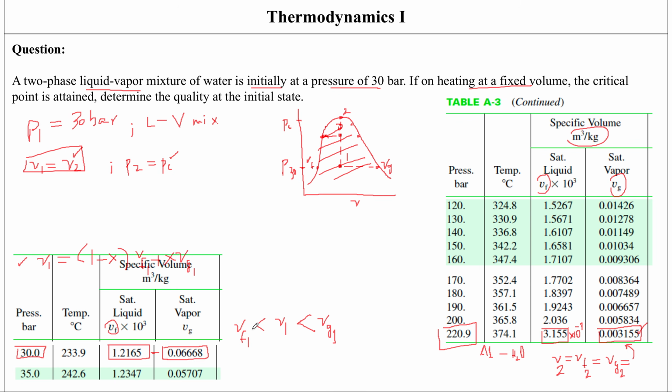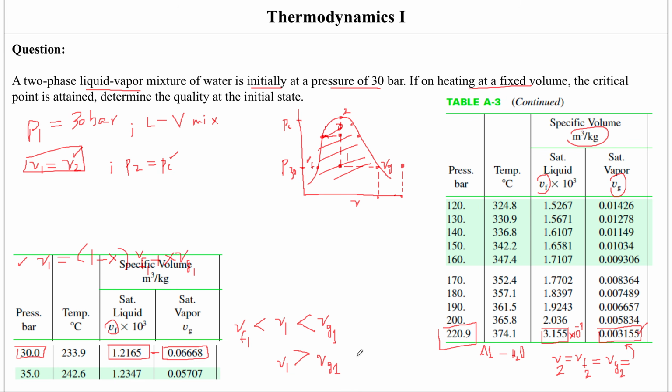If, just as an example, my value of V1 would have been greater than Vg at 1, then that indicates that my state actually lies somewhere here, right? Because Vg's value is obviously this one, and if V1 is greater than Vg, then it's going to be outside the dome on the right side, somewhere here. That would be V1. And then I would be in the superheated vapor region, and I would have to use the superheated vapor table.